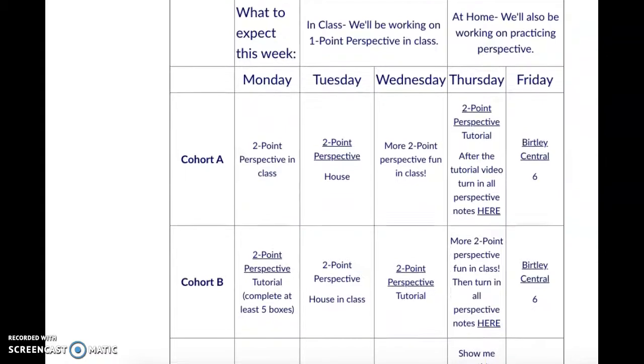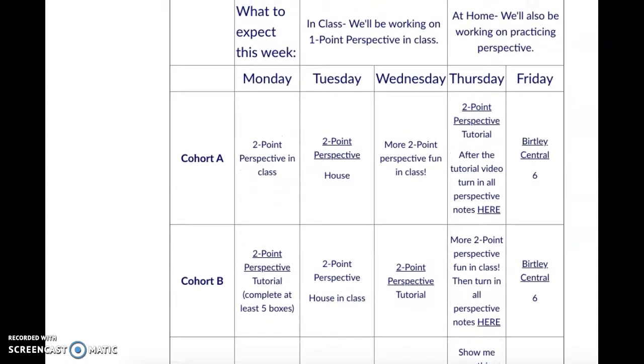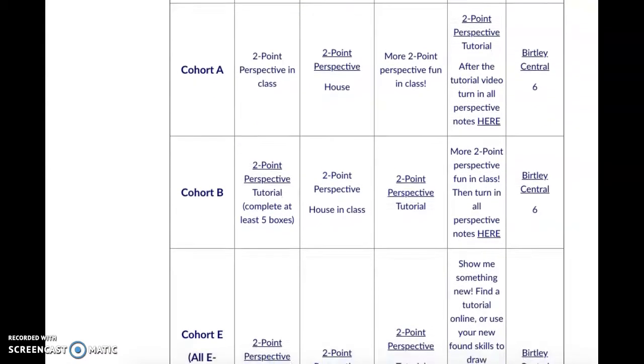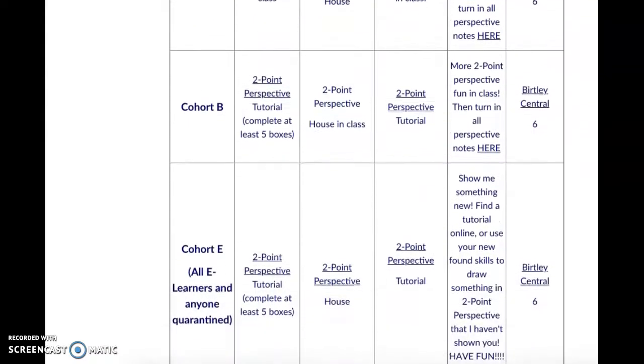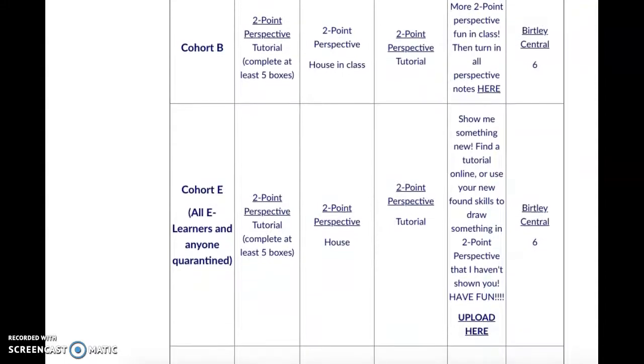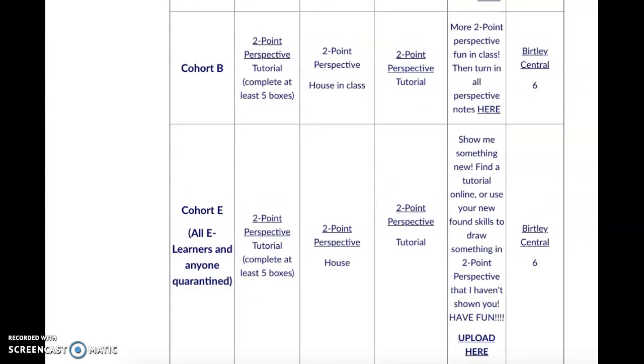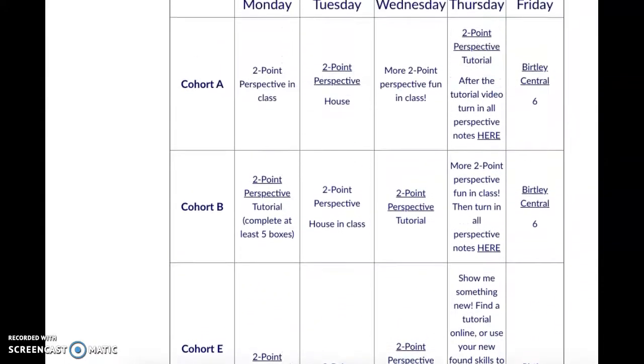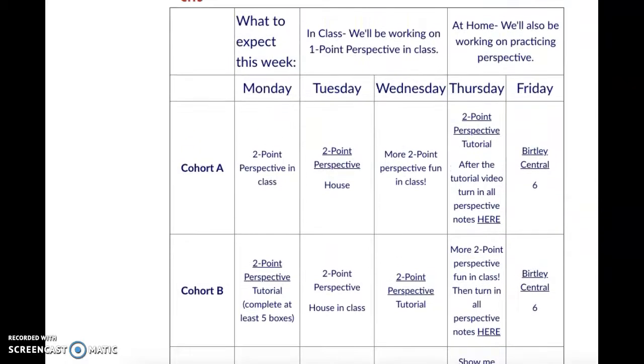And it's divided up by cohort. So we have our in-class, what to expect, at home, what we'll be expecting, cohort A, cohort B, and cohort E for all e-learners, anyone who might be on quarantine. And I link everything straight from this schedule. So I try to make it as straightforward as possible. Students figure out which cohort they're in.